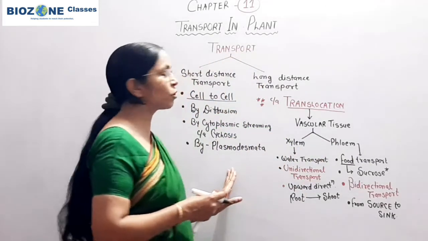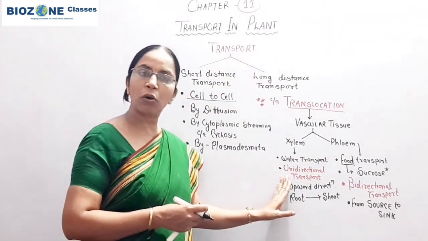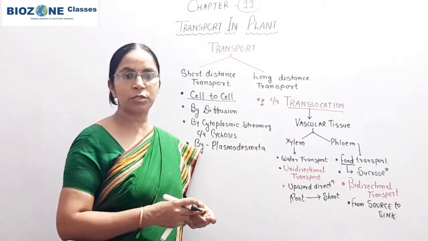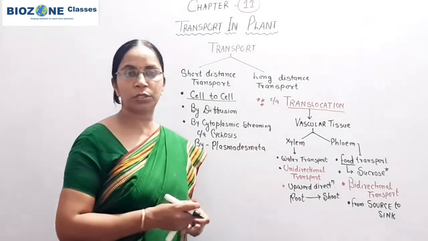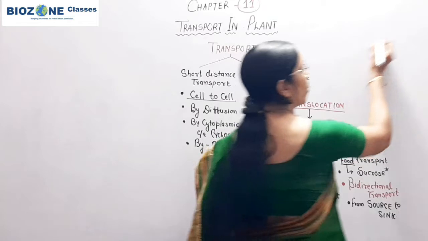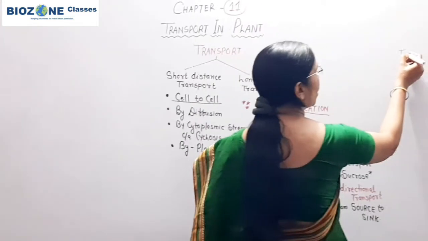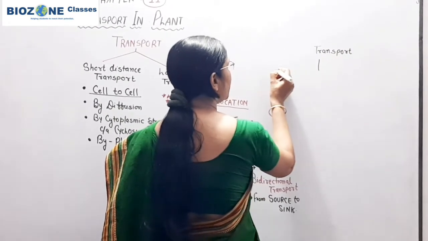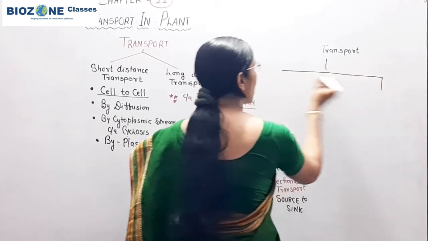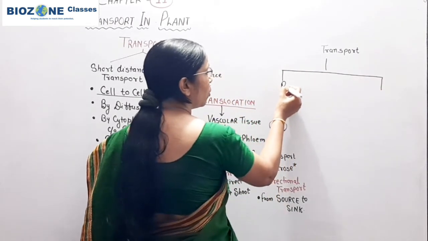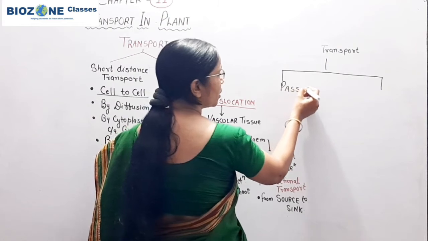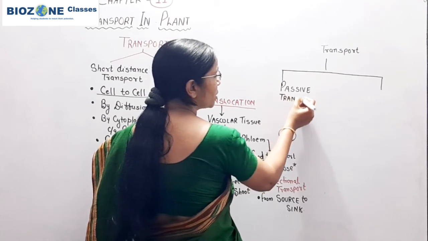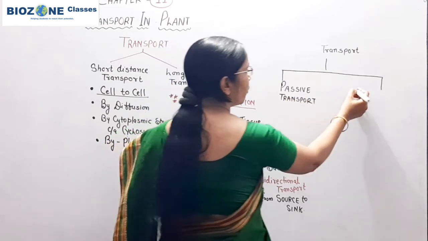Now, I think you are clear about the short distance and long distance transport, because this is a conceptual part for the transport systems in plants. Now when we come towards the transport, again we discuss two different types of transport. First, you remember, we study passive transport, and the second transport in plants we study is active transport.